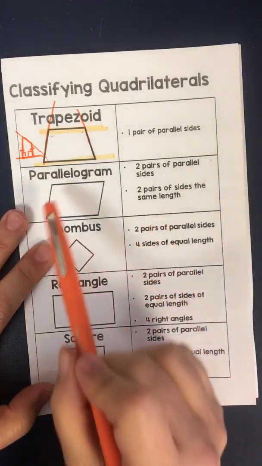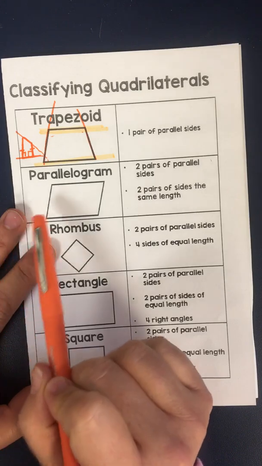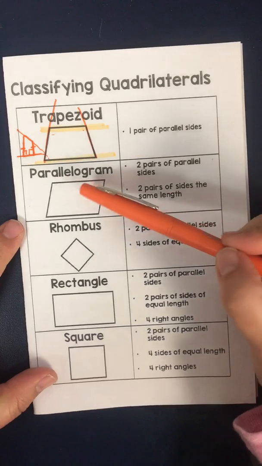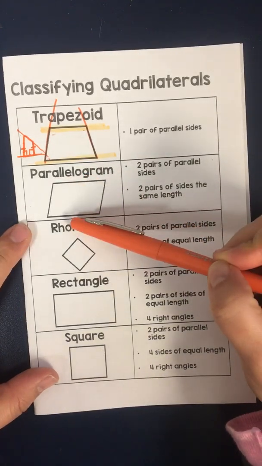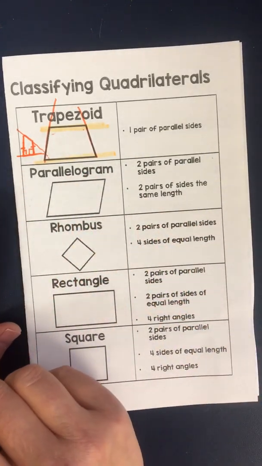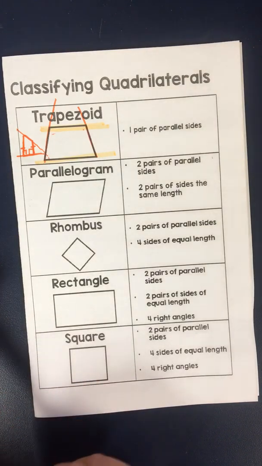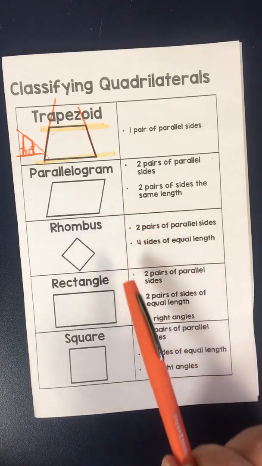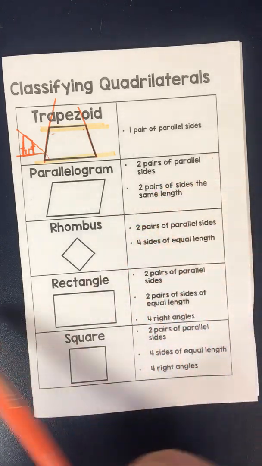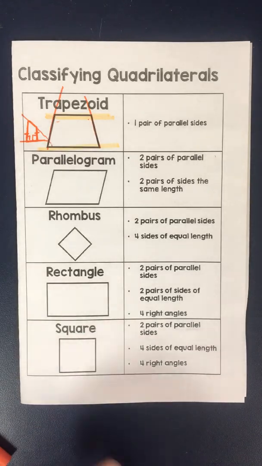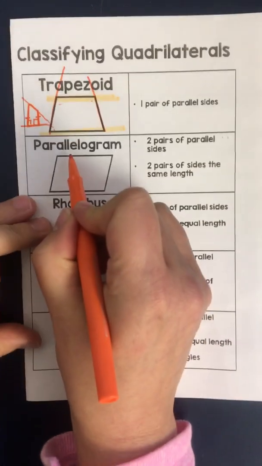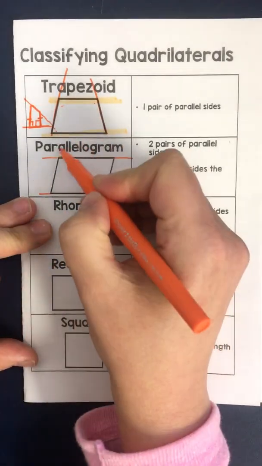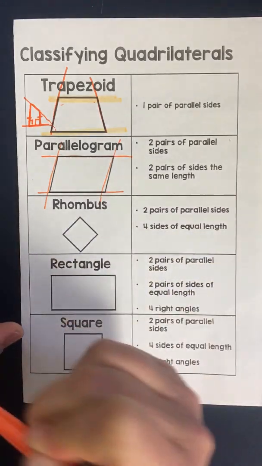A parallelogram is another type of quadrilateral. What makes a parallelogram is that opposite sides are parallel. Two pairs of sides are the same length, and two pairs are parallel. So when you look here, it has two sets of parallel sides. So there's one pair, and here's your other pair.